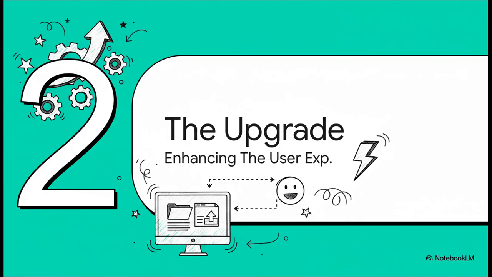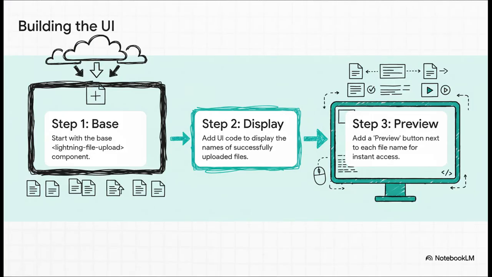Okay, so an alert box works for a quick test, but let's be real. It's not exactly a great user experience, is it? For a real production-ready app, we need something better. So in this next part, let's upgrade our component and give it that professional, polished feel that users love. We can build out this much better UI in 3 really simple steps.